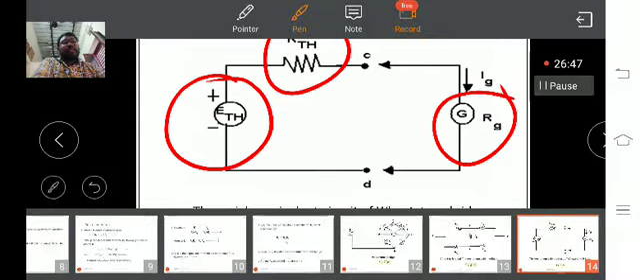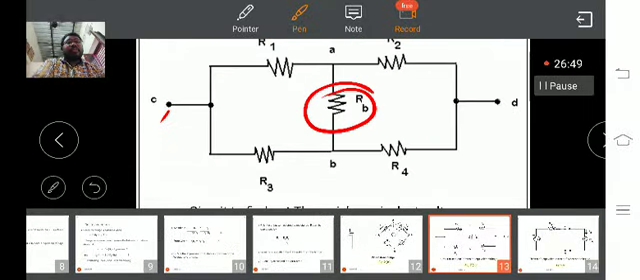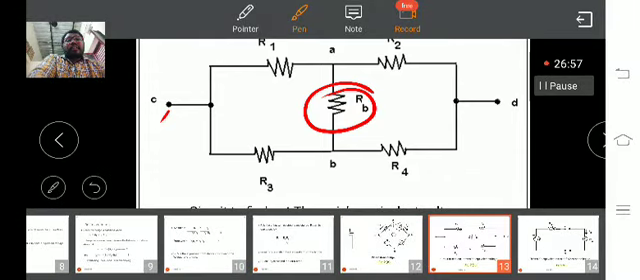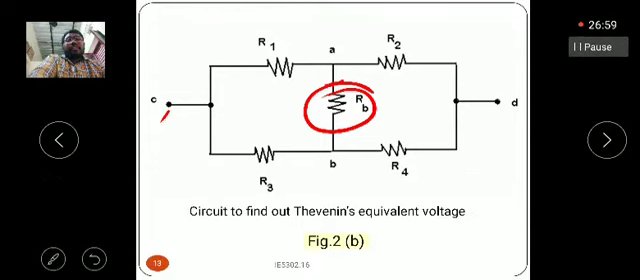Here again I am showing the circuit. In this particular circuit, we are calculating the Thevenin's equivalent with respect to this particular resistor. This resistor is replaced with an open circuit, then we calculate the open circuit voltage across the galvanometer resistor. The voltage is called the Thevenin's voltage.